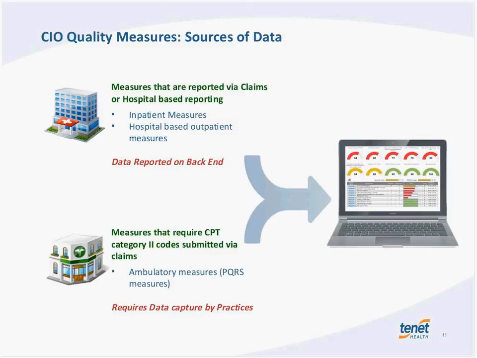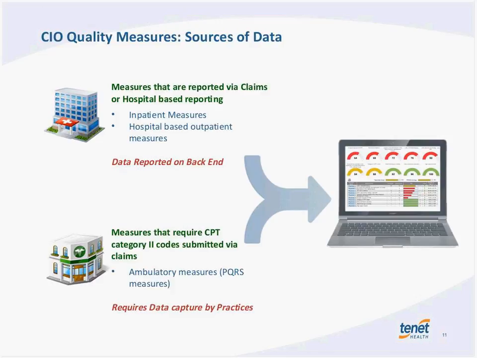To obtain data for the measures, there are two primary ways in which we are able to capture and report on the data for these measures. For measures that are claims-based or hospital-based reporting, we are able to automatically capture data on the back end from the hospital systems, and commonly include measures such as patient safety, measures such as any hospital-acquired infections, readmission rates, and even the Joint Commission measures that are required for reporting.